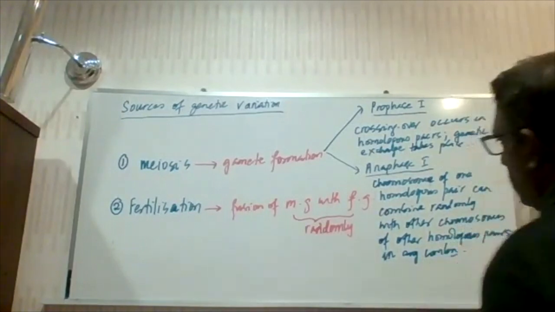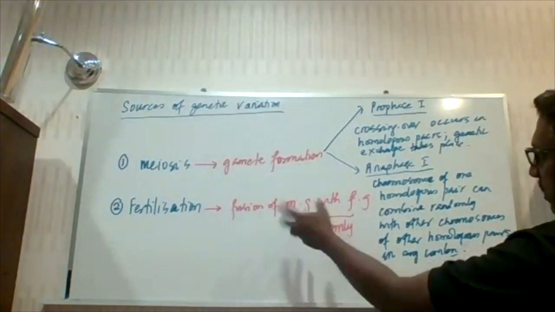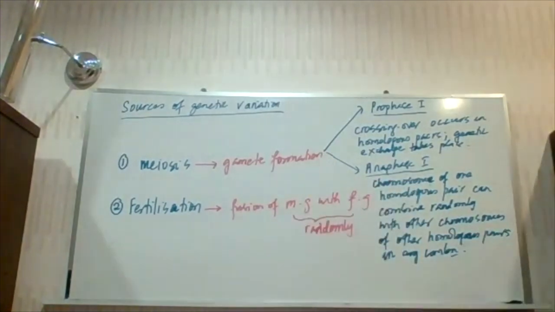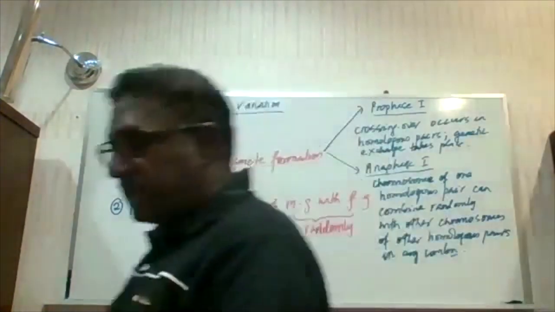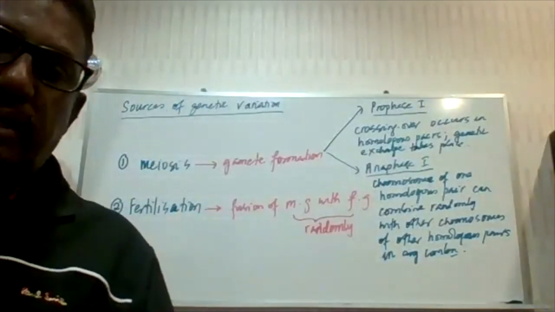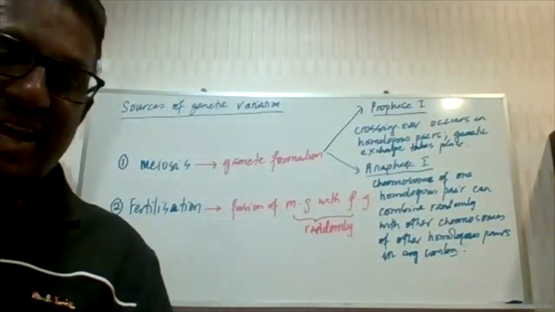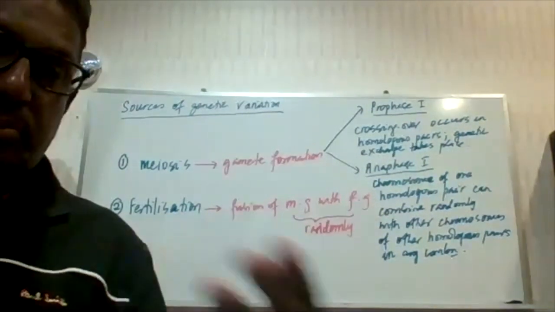Now, during fertilization, as I mentioned, it's a random fusion or combination of a male gamete with a female gamete. These are the main sources of genetic variation. Besides that, mutation is another important source. And don't forget, the environment is basically the selection process exerted by the environment. We call it the selection pressure.